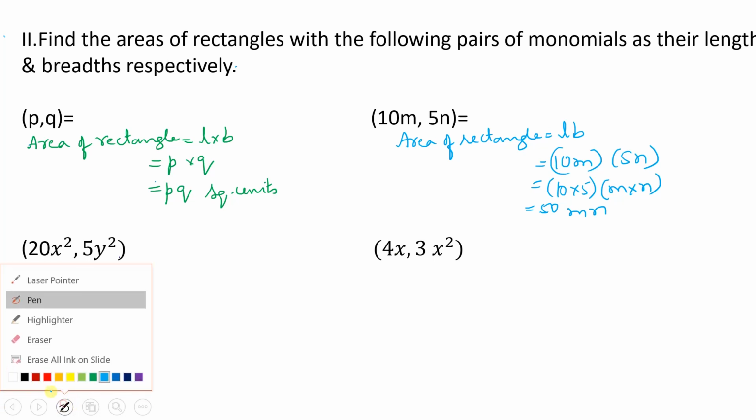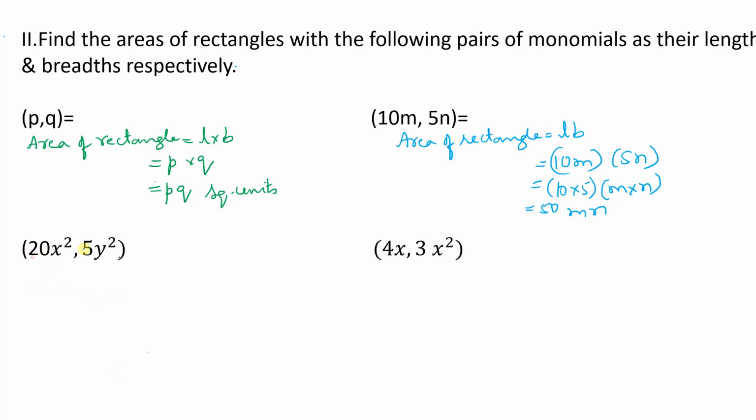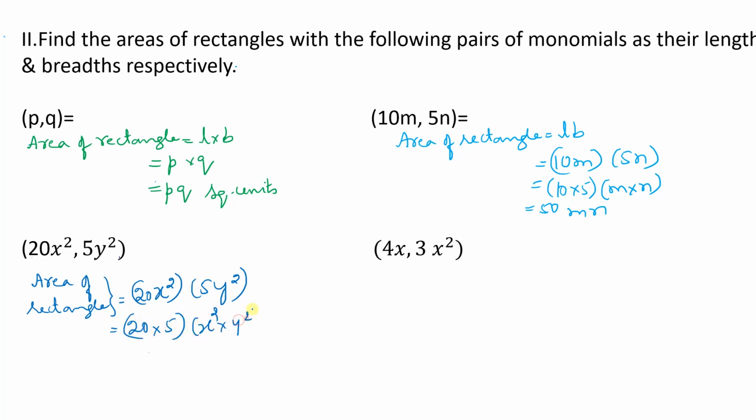Next, let us consider 20x square and 5y square. Area of the rectangle is equal to 20x square into 5y square. So find the product of the coefficients 20 into 5 into x square into y square. So 20 into 5 is 100 x square y square, so many square units.